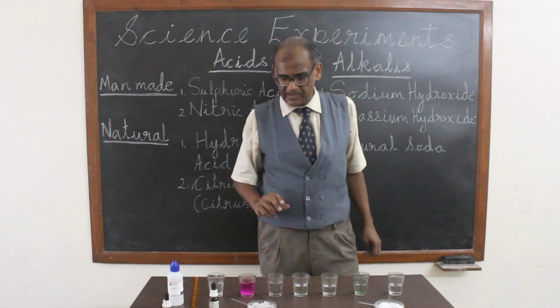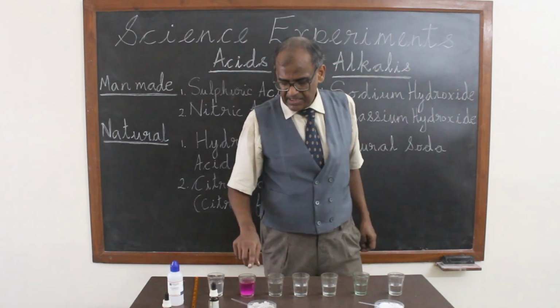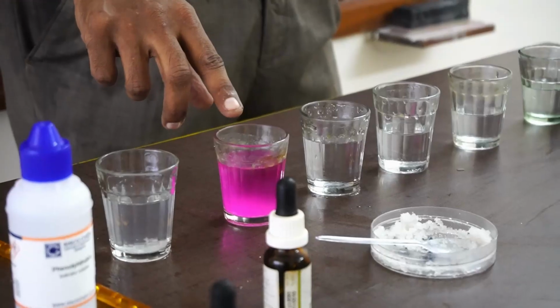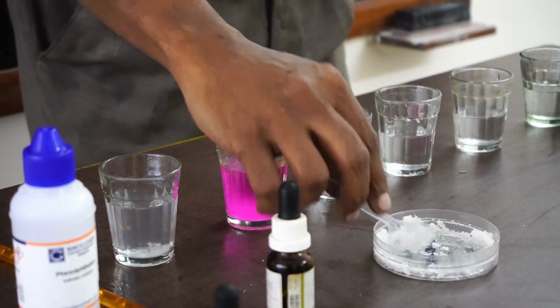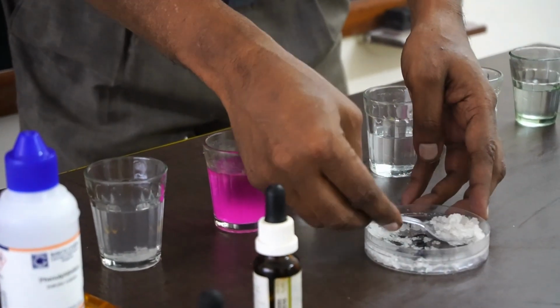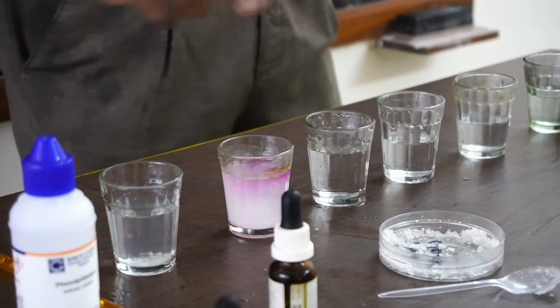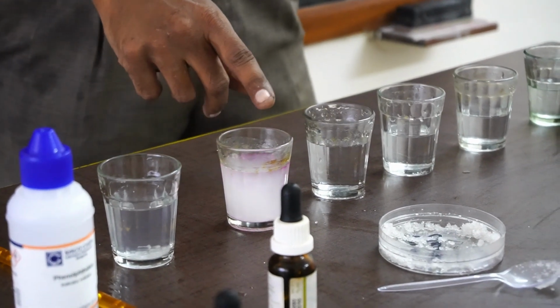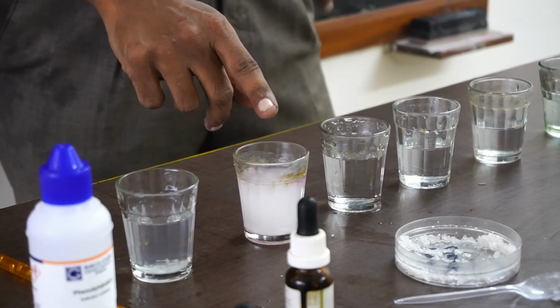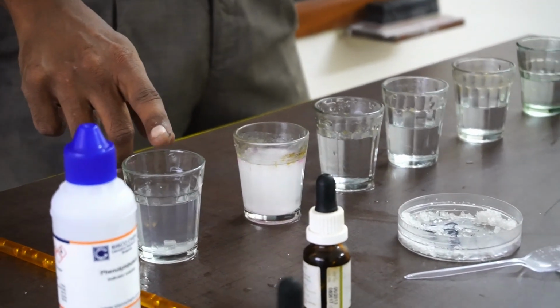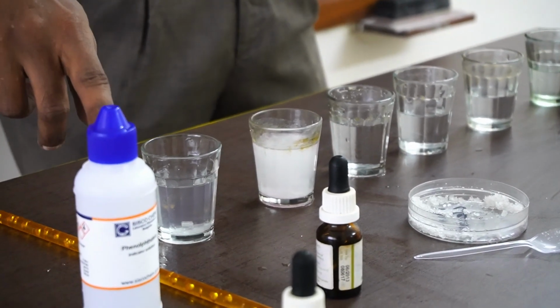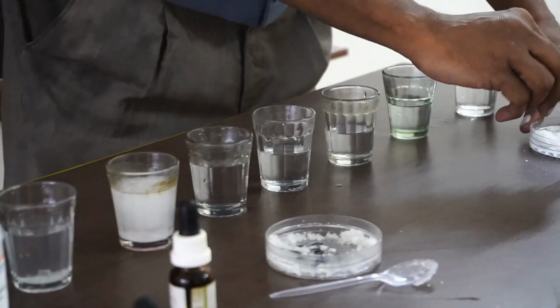Now for experimentation, let's try doing something. This is an alkali because phenolphthalein has turned pink. If we add an acid to this, what will happen? The color goes away. So now from an alkali, this has become an acid. This is an acid. So there is no change in color with phenolphthalein. Let me add some alkali to this.